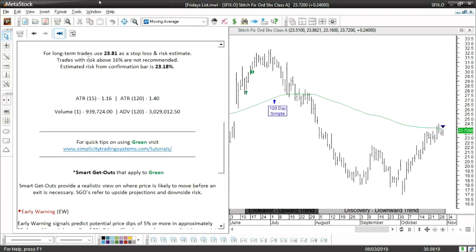For long-term trade, use 23.81 as a stop loss. Risk. Okay, we know that. Trades with the risk above 16%, not recommended. The risk on this particular stock is 23.18%. There is no way, I don't care who it is, I would take a risk like that, and I don't believe any of you would. It's above 16%. We don't even bother taking the trade.